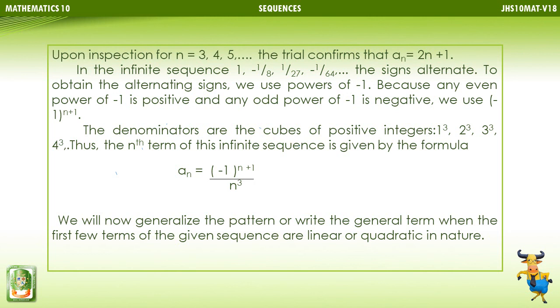In the infinite sequence 1, negative 1 divided by 8, 1 divided by 27, negative 1 divided by 64, and so on, the signs alternate. To obtain the alternating signs, we use powers of negative 1. Because any even power of negative 1 is positive, and any odd power of negative 1 is negative, we use negative 1 raised to n plus 1. The denominators are the cubes of positive integers: 1 cubed, 2 cubed, 3 cubed, 4 cubed, and so on. Thus, the nth term of this infinite sequence is given by the formula a sub n equals negative 1 raised to n plus 1 divided by n cubed.